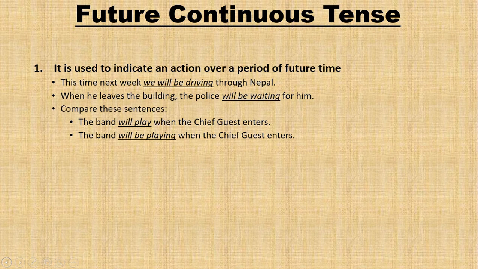The future continuous tense is used to indicate an action over a period of time. It means that we will be in the middle of an action. Like this time next week, we will be driving through Nepal. Or when he leaves the building, the police will be waiting for him.